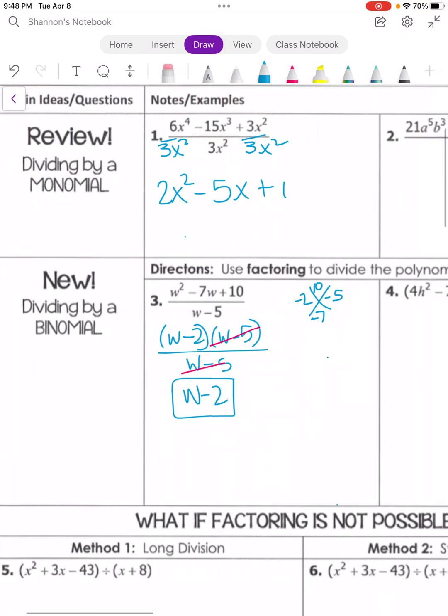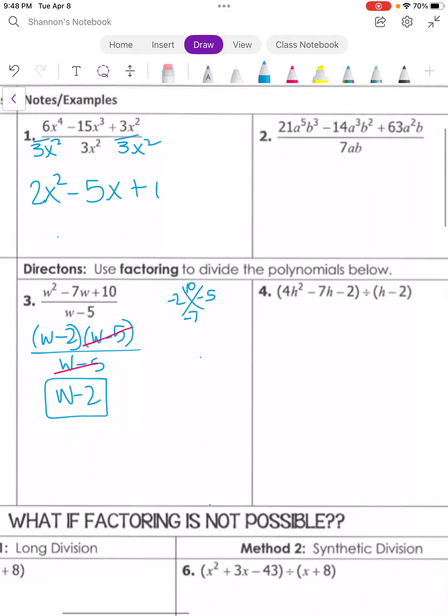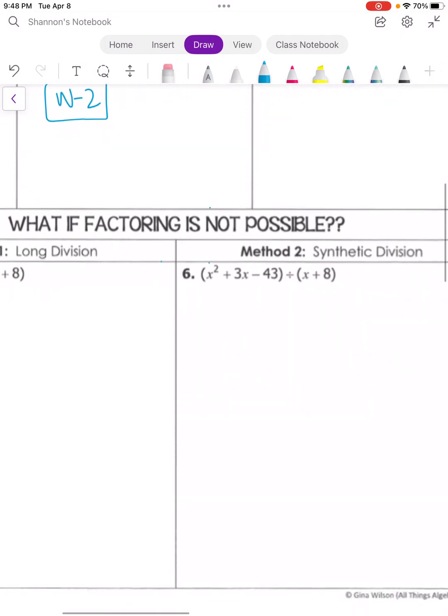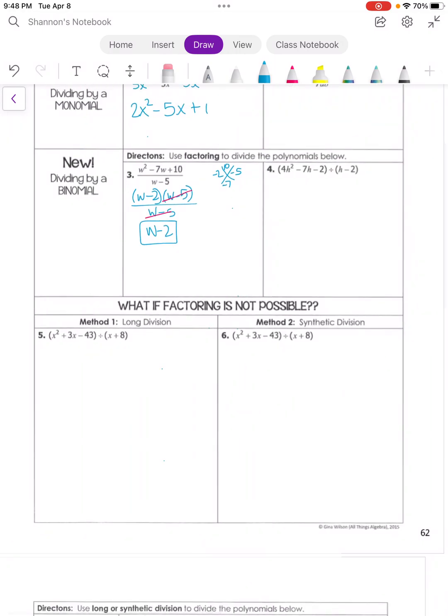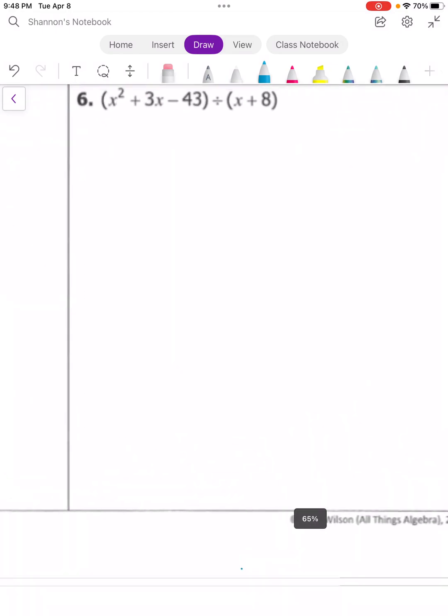And that's great, and that's awesome, and it works when things factor. The issue is, what if what I'm dividing doesn't factor? So what if factoring is not possible? You have two options. One is long division, one is synthetic division. We are just going to focus on synthetic division.